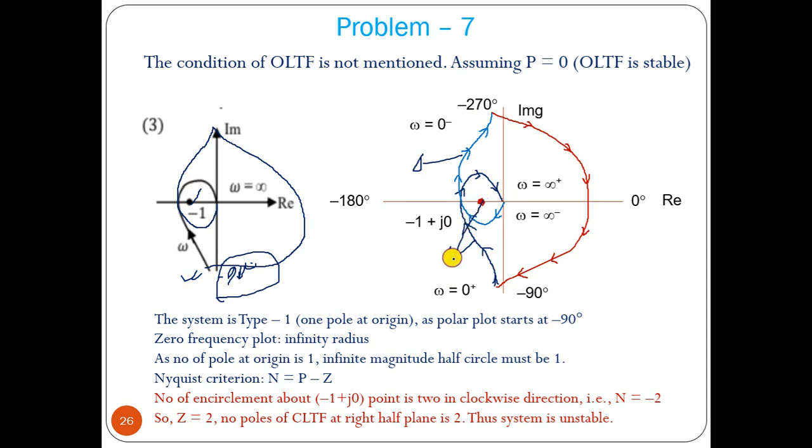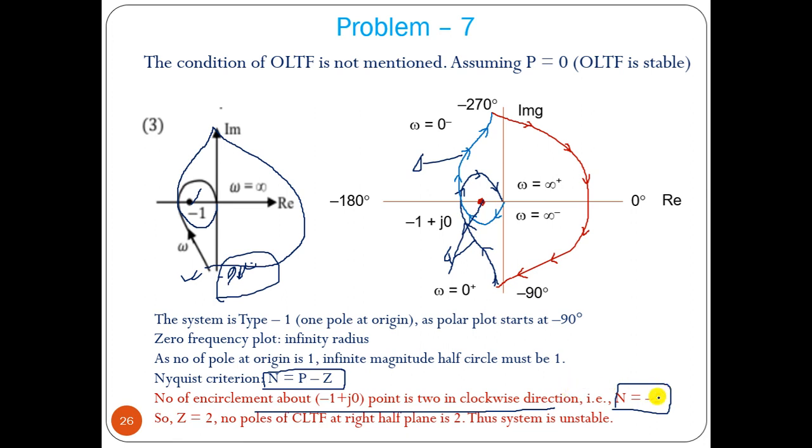Now if we draw a line, those two are clockwise, so the number of encirclements is 2 in clockwise direction, so N becomes minus 2, because in that formula N is always in the anti-clockwise direction.